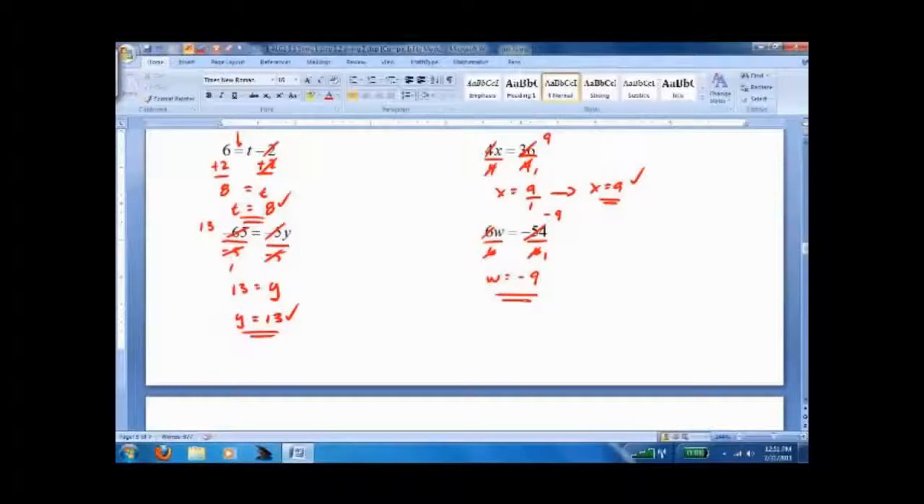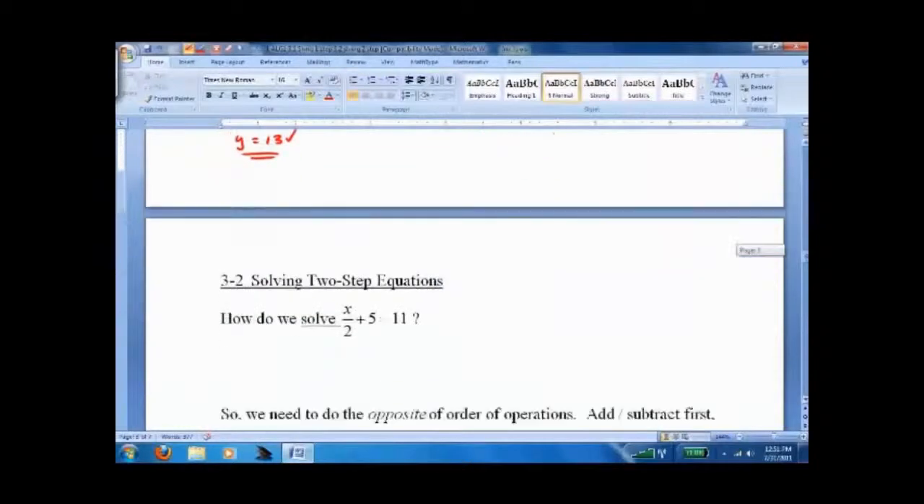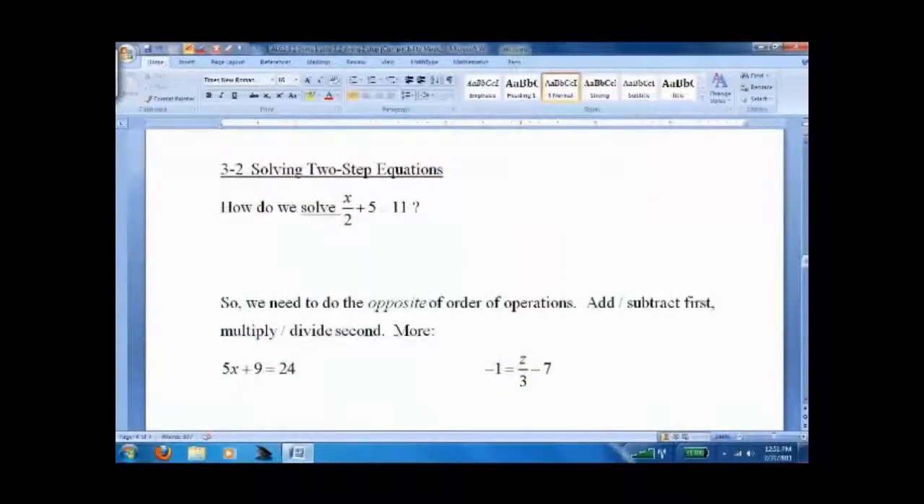As you do these, you can definitely start to shortcut your work and make things a little bit more streamlined, but always check. 6 times negative 9 is negative 54. So that was one-step equations. Now we solve two-step equations.